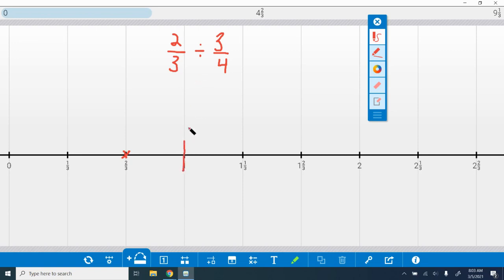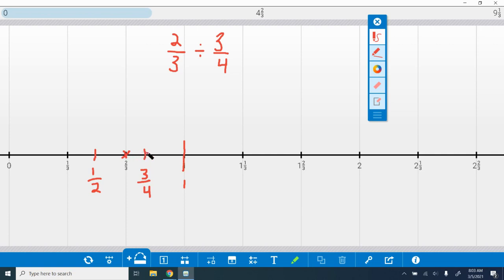And now let's go back up here to our question. How many groups of 3/4 are in 2/3? Well, let's take a look at this number line right here. So here's 0, here's 1 whole, so half would be right about here. And that would put 3/4 right about here. So how many groups of 3/4 are there in 2/3?